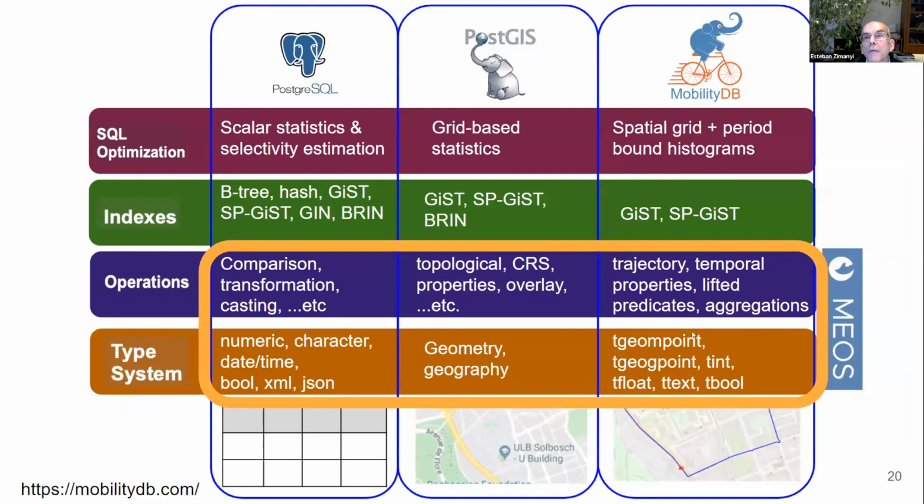From an architectural viewpoint, we can see here that we have Postgres, which provides data types, Boolean, numeric, characters, JSON, and operations on top of that, then indexing, and then statistics for query optimization. On top of that, PostGIS added the two data types, geometry and geography, and the bounding boxes. And then on top of that, we have the thousands of functions that you know very well in PostGIS, and extended indexing and grid-based statistics for query optimization.